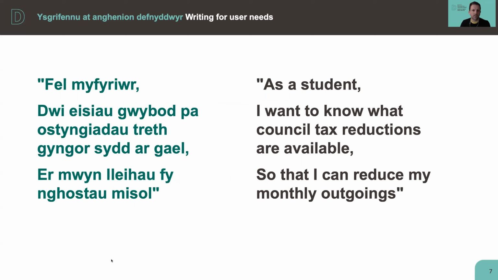So as a student, I want to know what council tax reductions are available so that I can reduce my monthly outgoings. And that kind of user story can then guide everything you do during a project to improve some content or improve a service, just to make sure that you are completely focused on that user need. So where do user needs come from?